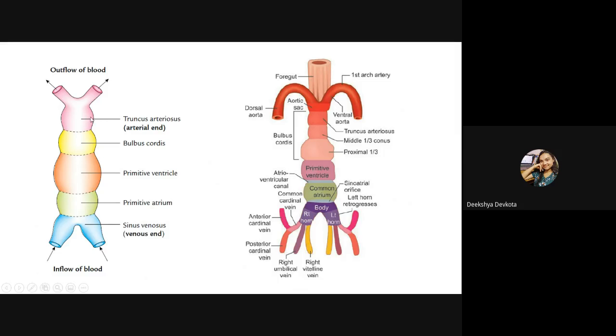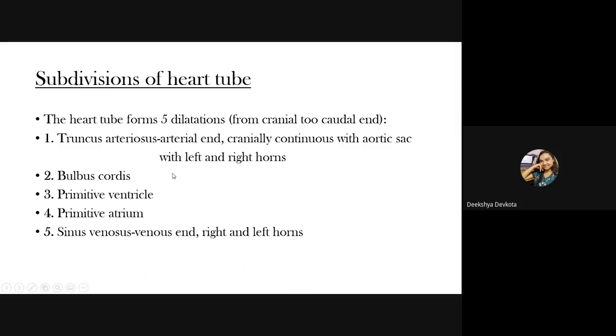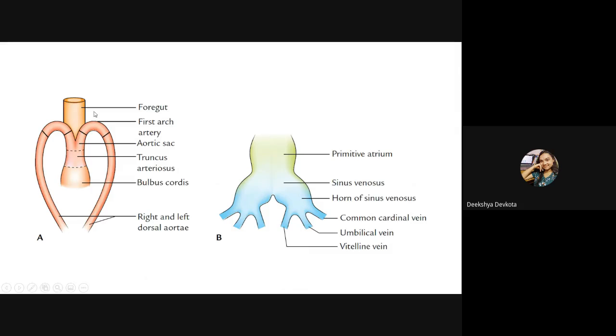The truncus arteriosus is the arterial end, or the outflow end, of our primitive heart tube, whereas the sinus venosus is the venous end, or the inflow tract. The truncus arteriosus gives rise to the aortic sac, and this aortic sac joins with the first pharyngeal arch artery. This first pharyngeal arch artery travels laterally to the foregut and joins with the dorsal aorta, right and left dorsal aorta.